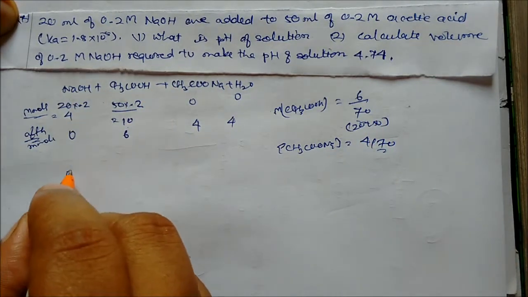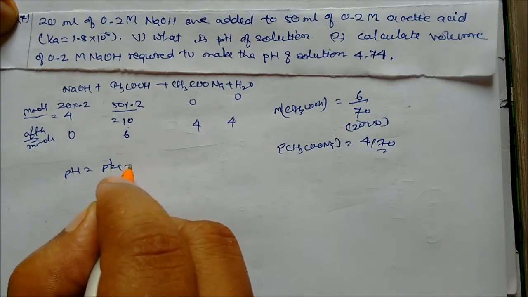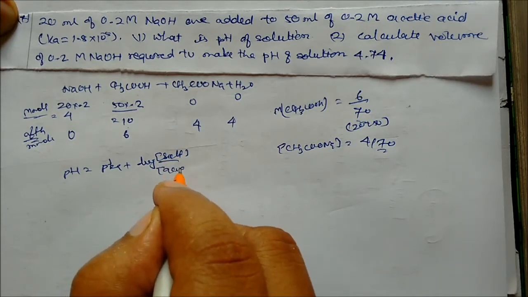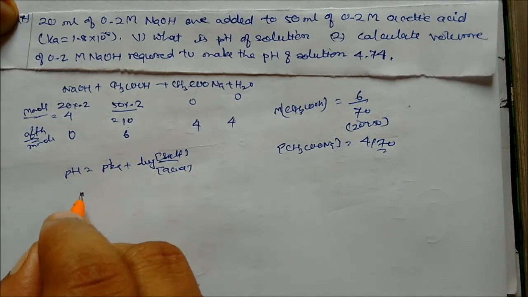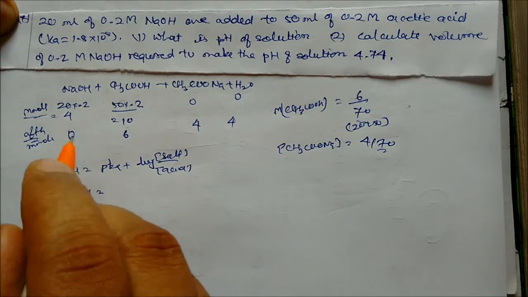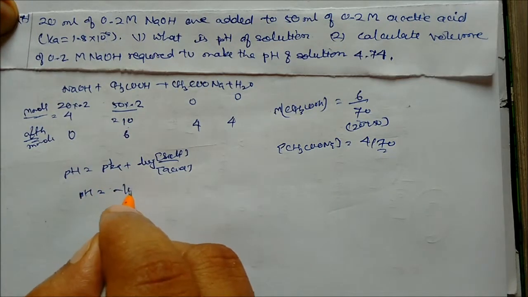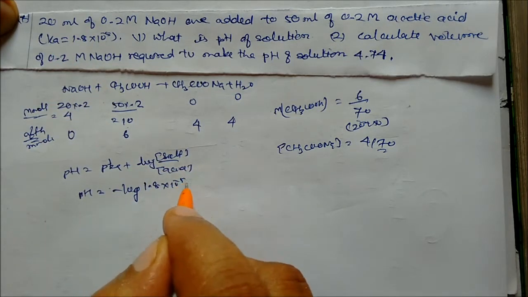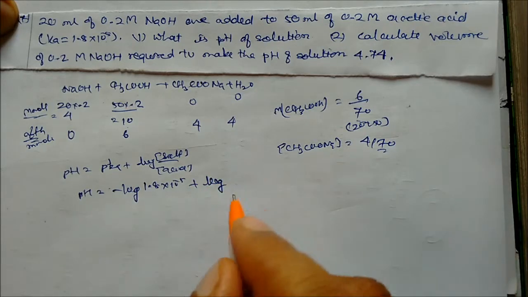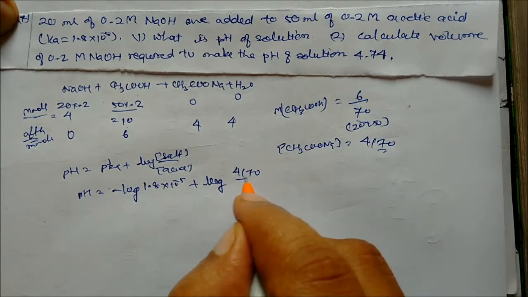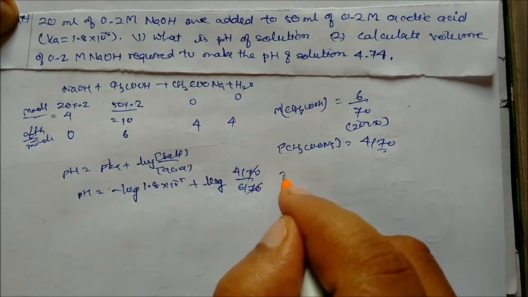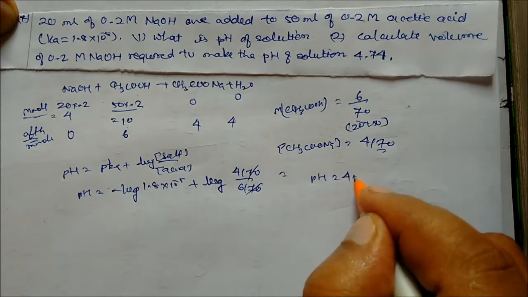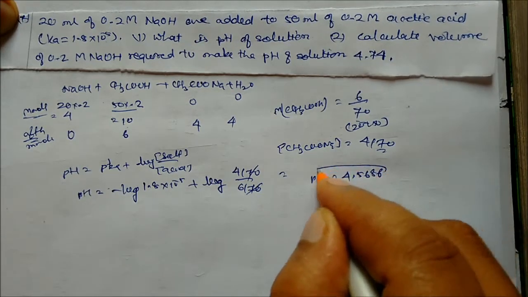So we know the formula of acidic buffer: pH is equal to pKa plus log of concentration of salt by acid, and we know the salt and we know the acid. So pH will be how much? We have to find the pKa. So pKa is given here, the log of something, which is 1.8 into 10 to the power minus 5. So put here the value 1.8 into 10 to the power minus 5, plus log of salt value, which is 4, so 4 by 70 divided by 6 upon 70. The 70 will cancel. Now after solving we will get pH equal to 4.56. So this is our answer.